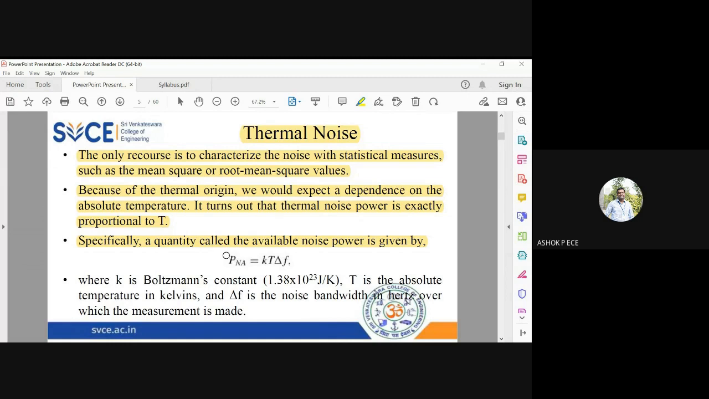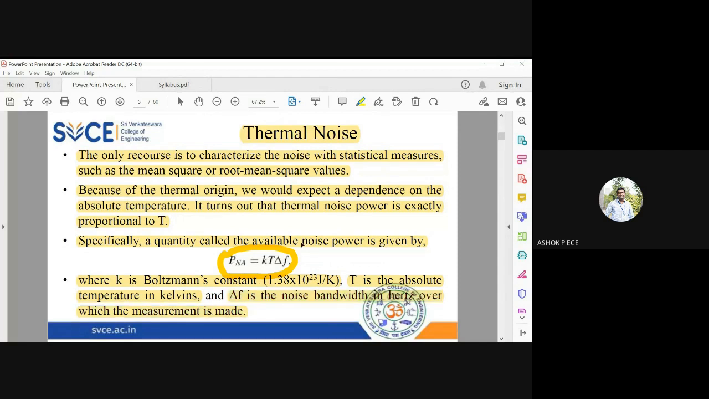This power is actually the power generated because of the movement of electrons inside the resistance under a constant temperature. So this power will be added to your actual signal flowing through your resistance. That is where noise slowly enters your circuit. You can see in the expression KT delta F, K is your Boltzmann constant, the constant value 1.38 times 10 power minus 23 joules per Kelvin. T is the temperature in Kelvin, and delta F is the noise bandwidth.